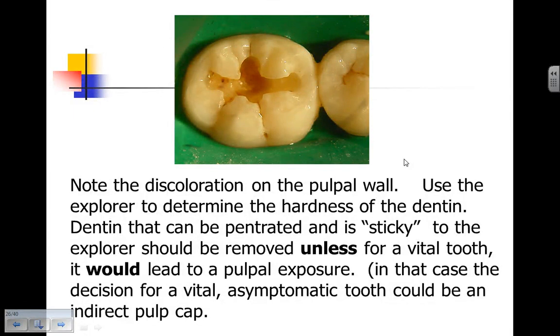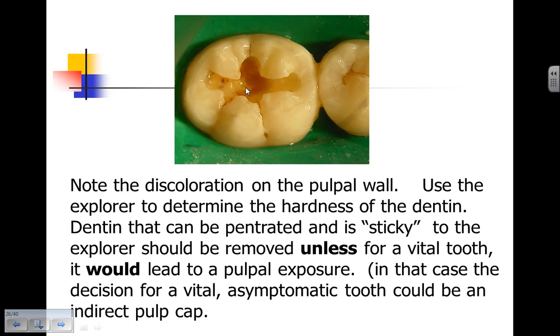But notice there's still discoloration on the pulpal wall. We can use an explorer to determine the hardness of the dentin. If the dentin can be penetrated, it's still sticky, it's tacky to the explorer, we're going to remove that dentin, unless for this vital tooth it would lead to a pulpal exposure.